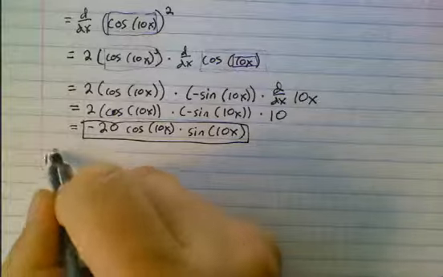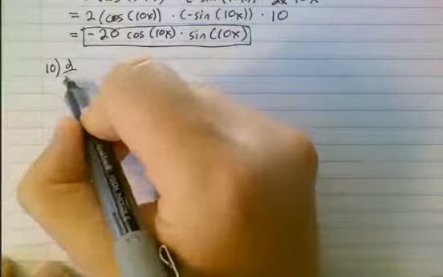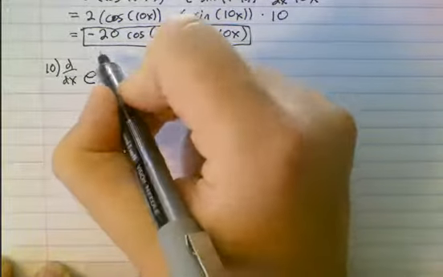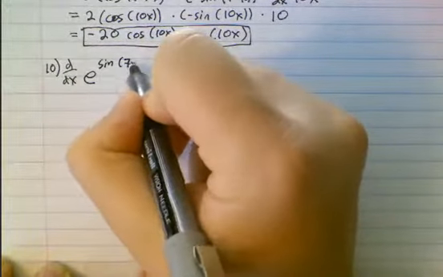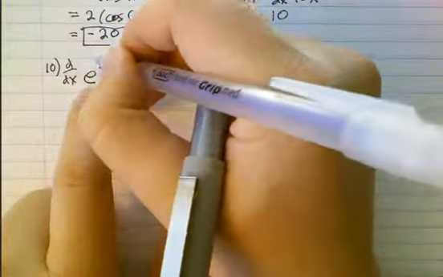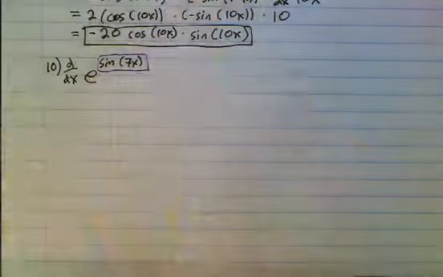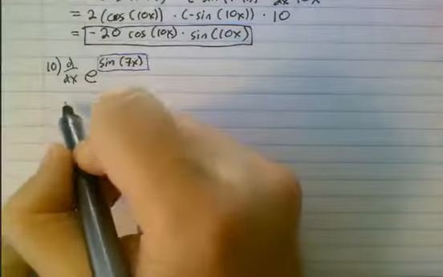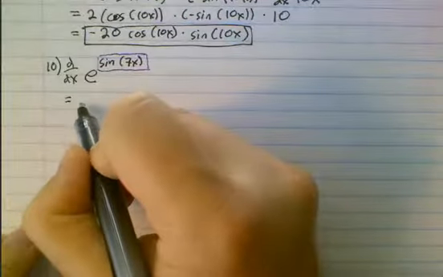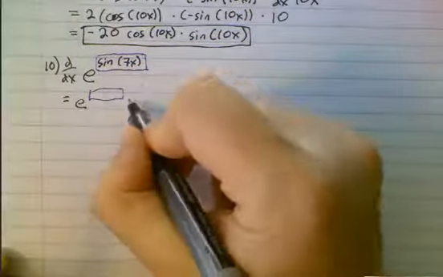Let's do another one of those for practice. Let's take the derivative of e to the sine of 7x. So our biggest box we can draw, e to the box, where sine of 7x is in the box. So we're going to start by doing the derivative of e to the box, which is e to the box, times the derivative of what's in the box.